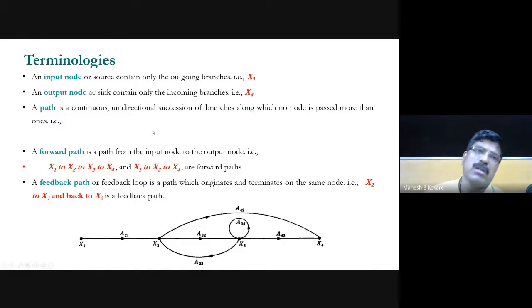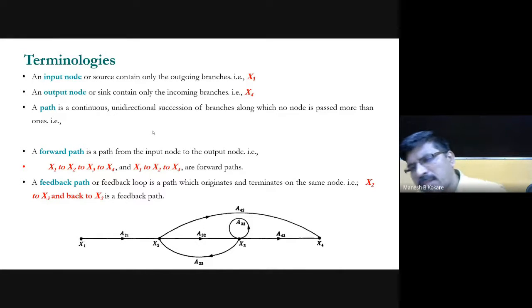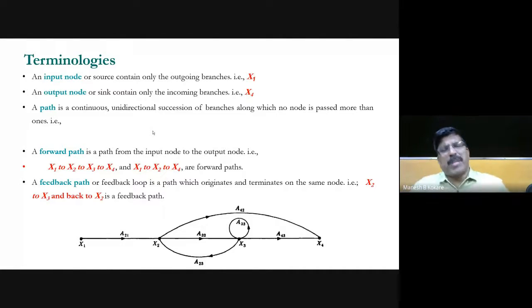Now, the third terminology generally used in a signal flow graph is the path. In which path does the signal flow? There may be multiple paths. For example, the signal travels from x1 to x2, x2 to x3, and x3 to x4. Another path is where the signal travels from x1 to x2 and then x2 directly to x4. So this is one path, this is another path, and so on.